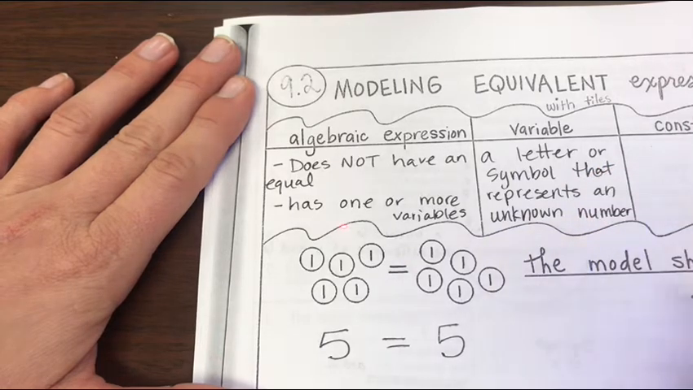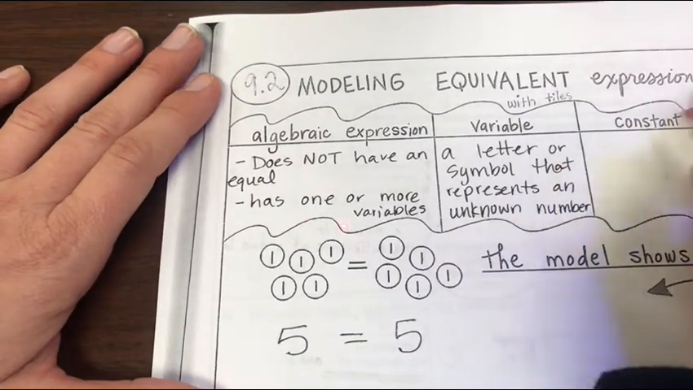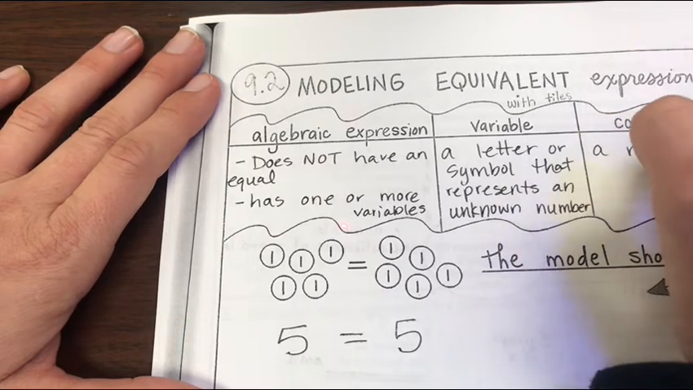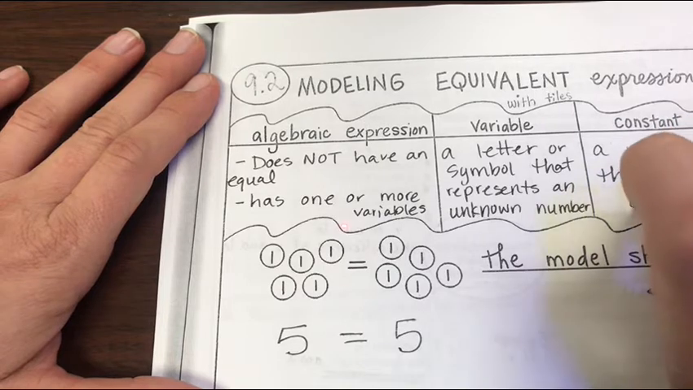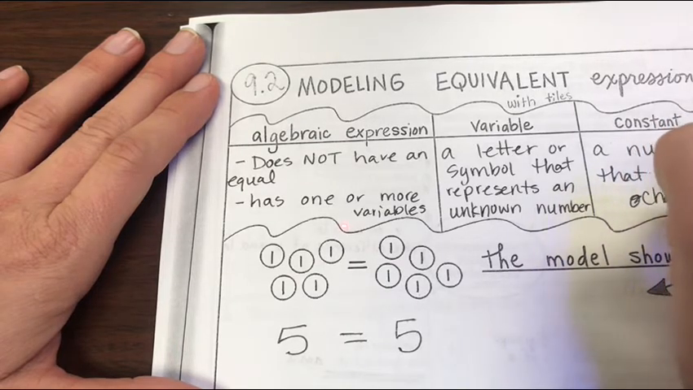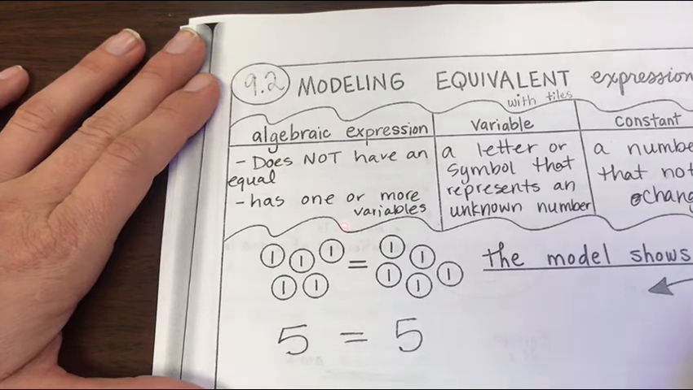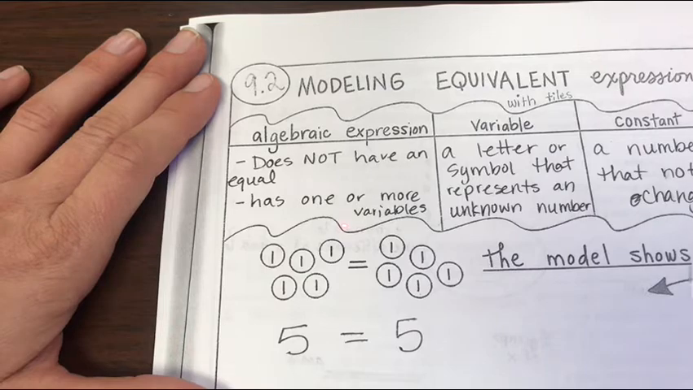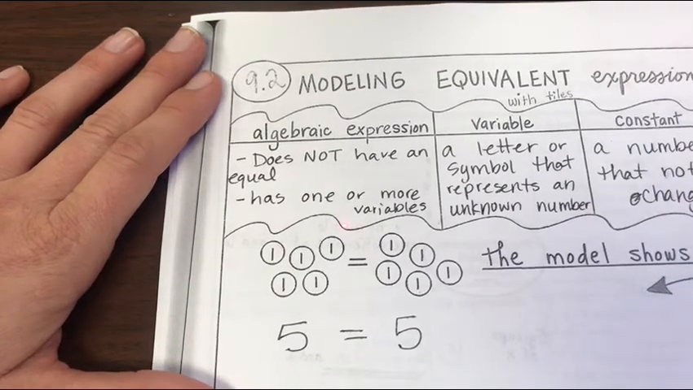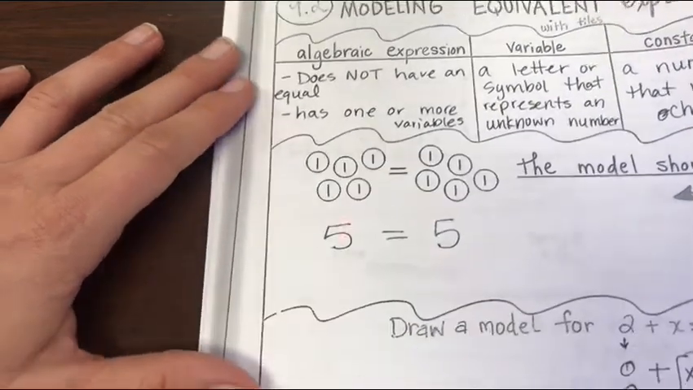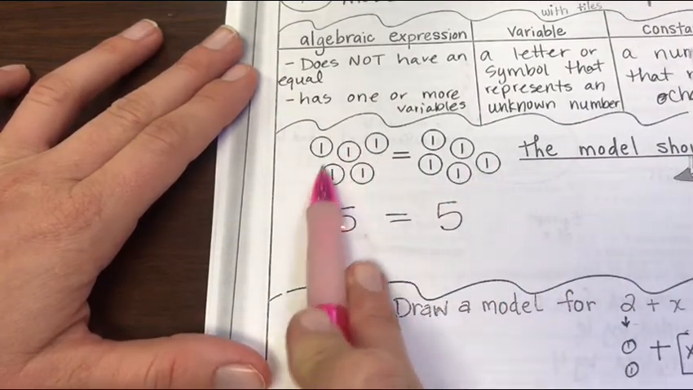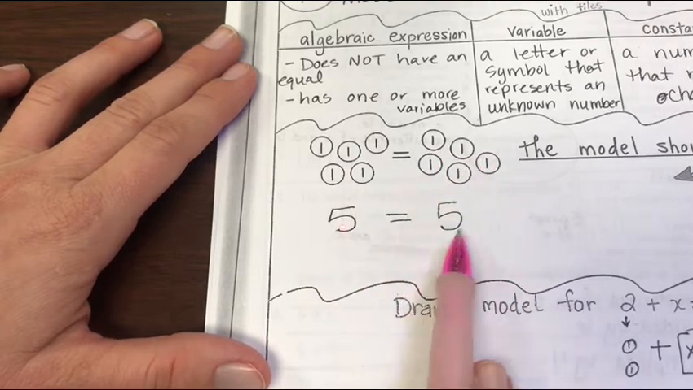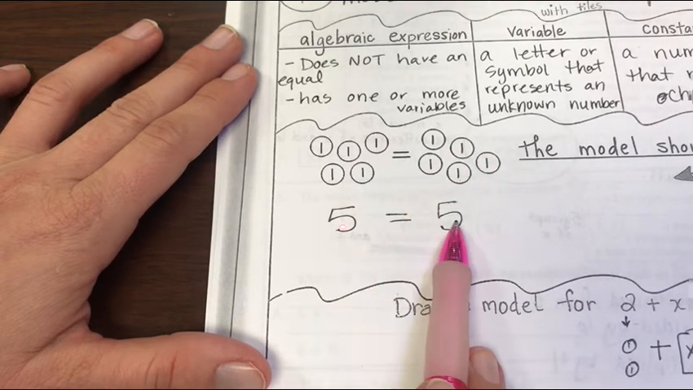So it's kind of like a question mark. And then of course your constant is a number that does not change. Okay, so if you had x plus 2, 2 would be your constant. All right, so when you come here, it says the model shows, and it's just 5 circles, so it's 5, and you have 5 circles here, so it's just showing you that 5 equals 5, all right?